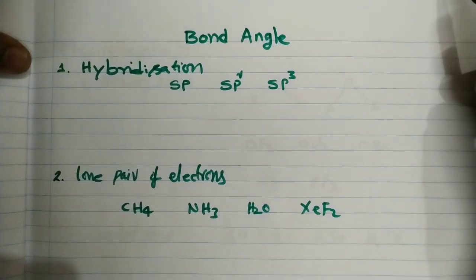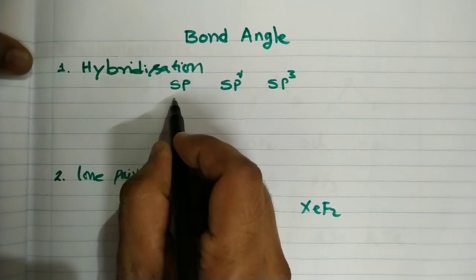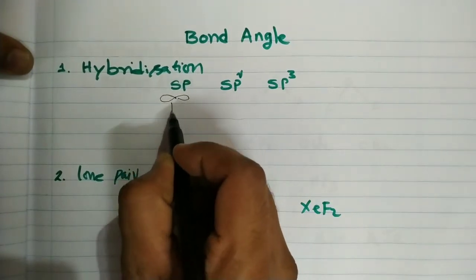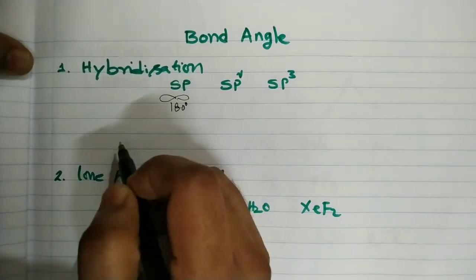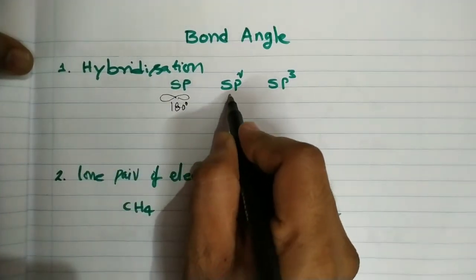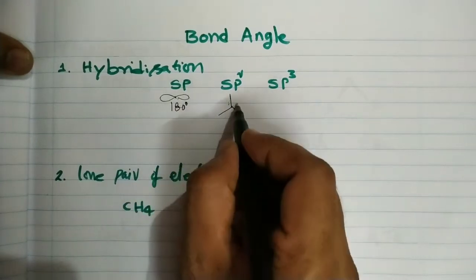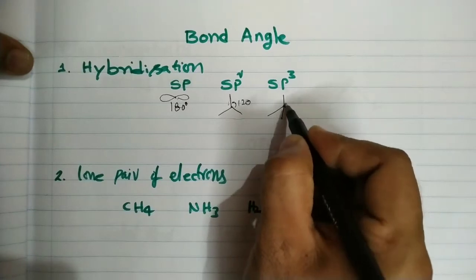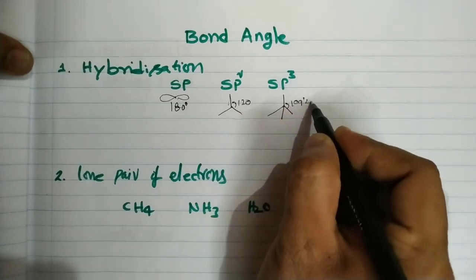Hello students, in this video let us discuss the bond angles of inorganic molecules. The factors affecting the bond angle: the first one is hybridization. In case of sp hybridization, the bond angle is 180 degrees. Next, sp2 is planar, so 120 degrees. In case of sp3 tetrahedral, it is 109 degrees 28 minutes.